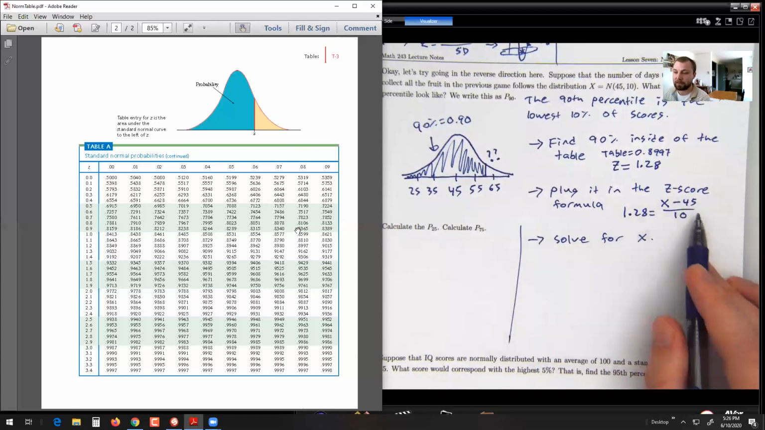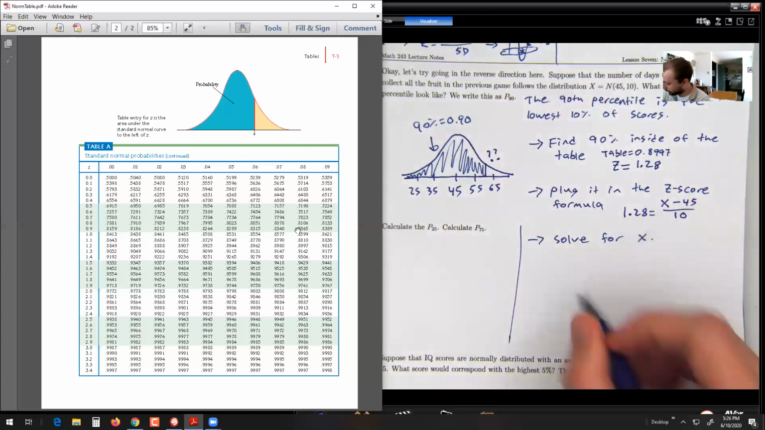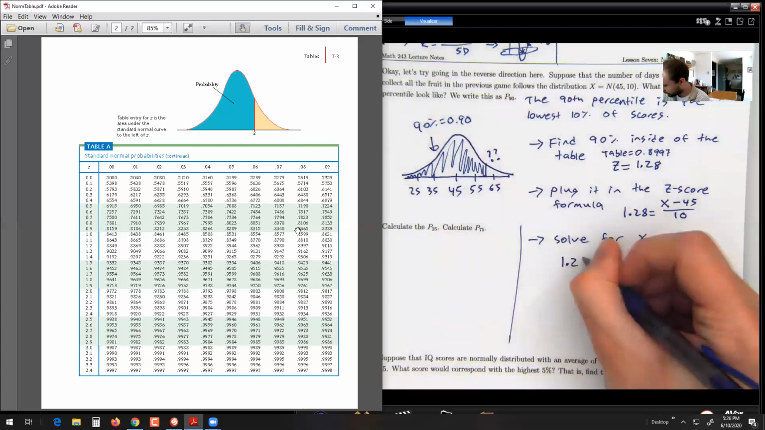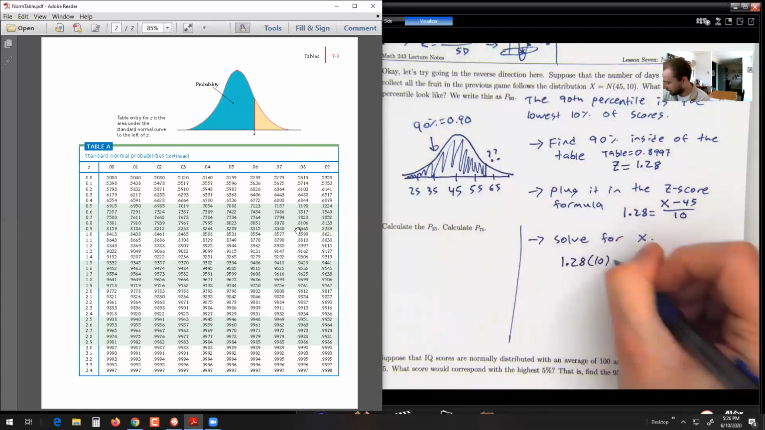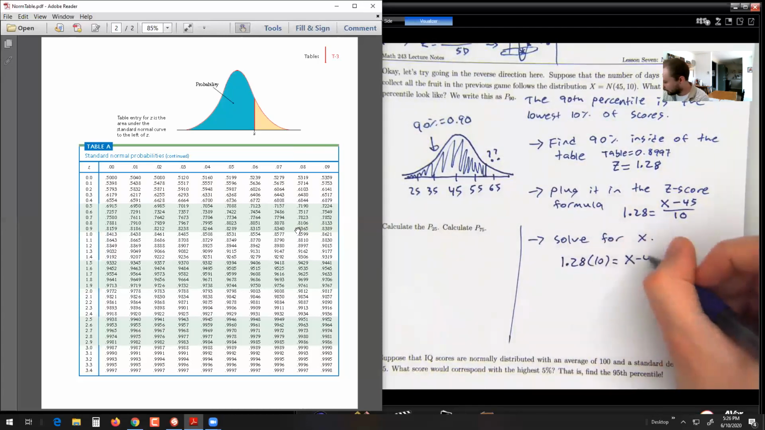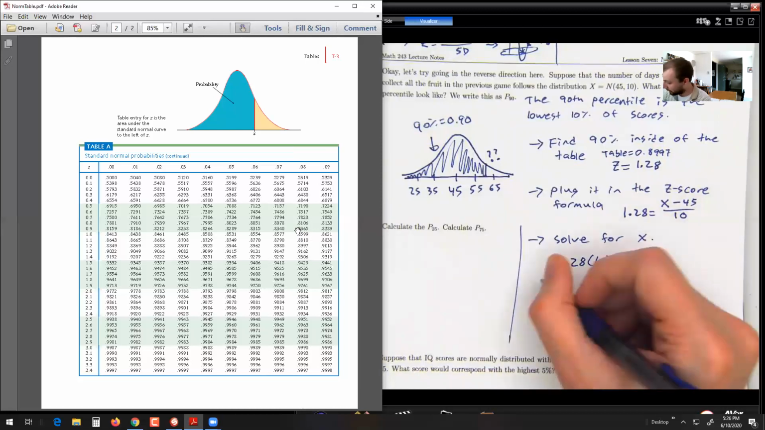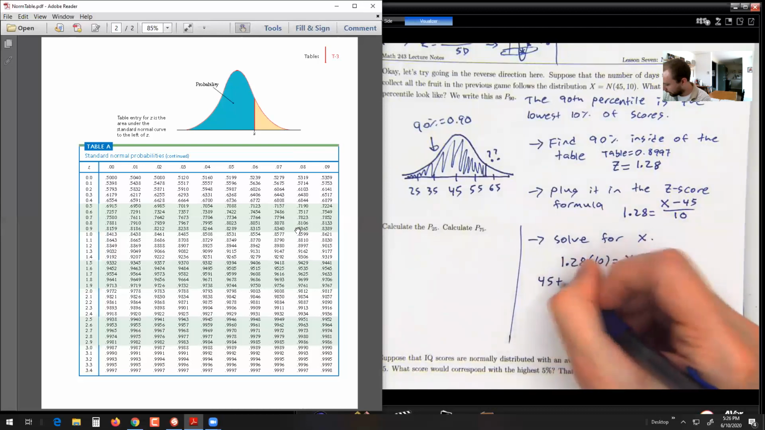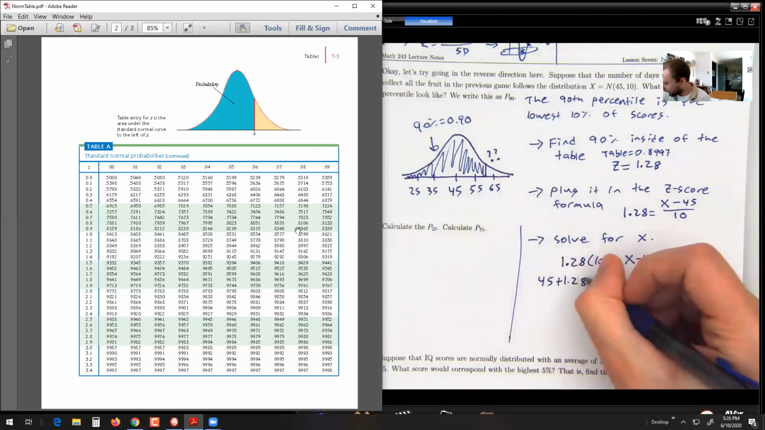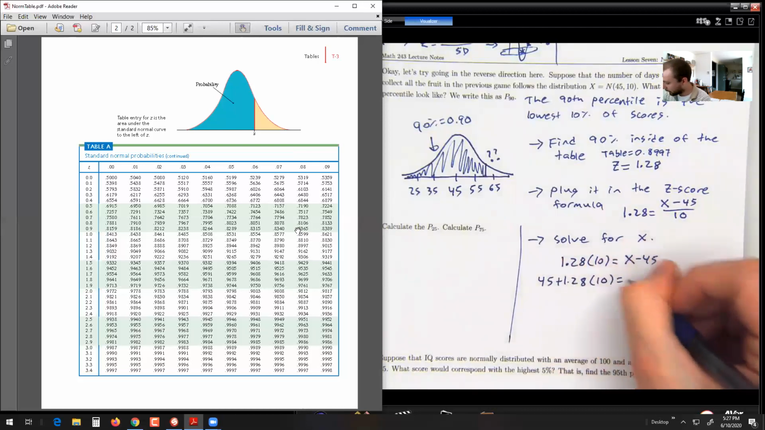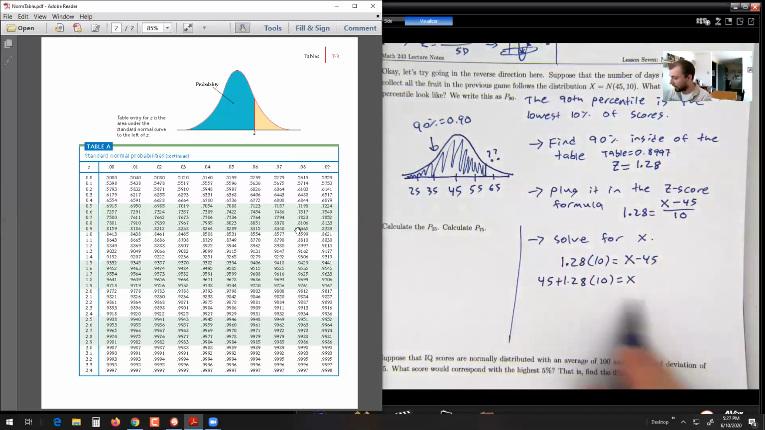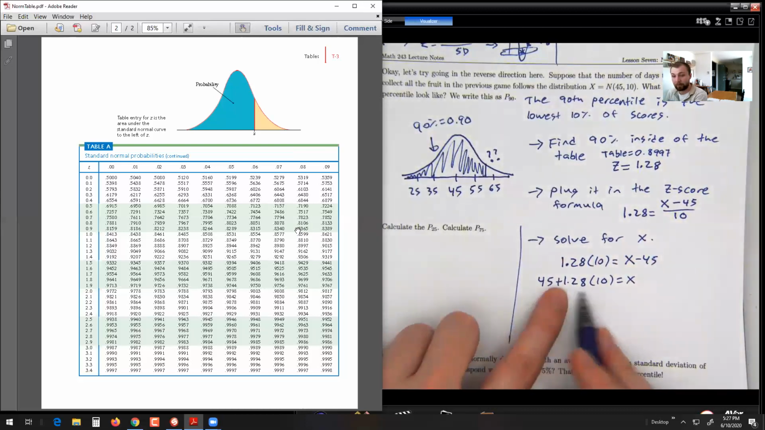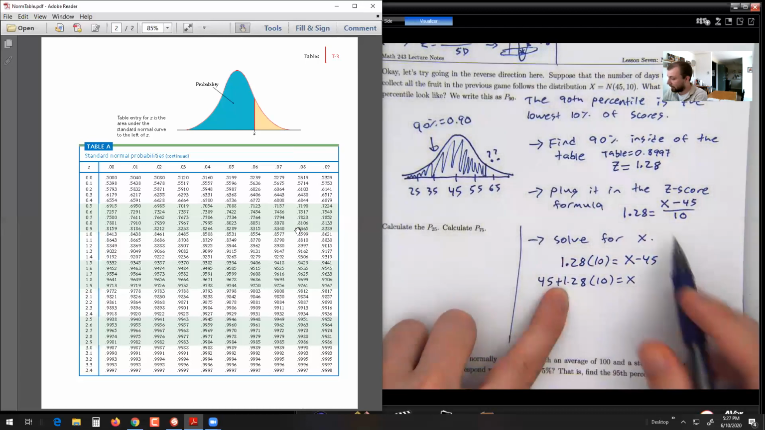So to get rid of this division, I'm going to multiply this 10 over. To get rid of this subtraction, I'm going to add this 45 to the other side. I'm writing this 45 at the front here, and I'm doing this mostly so I can see exactly what this z-score of 1.28 is telling me.